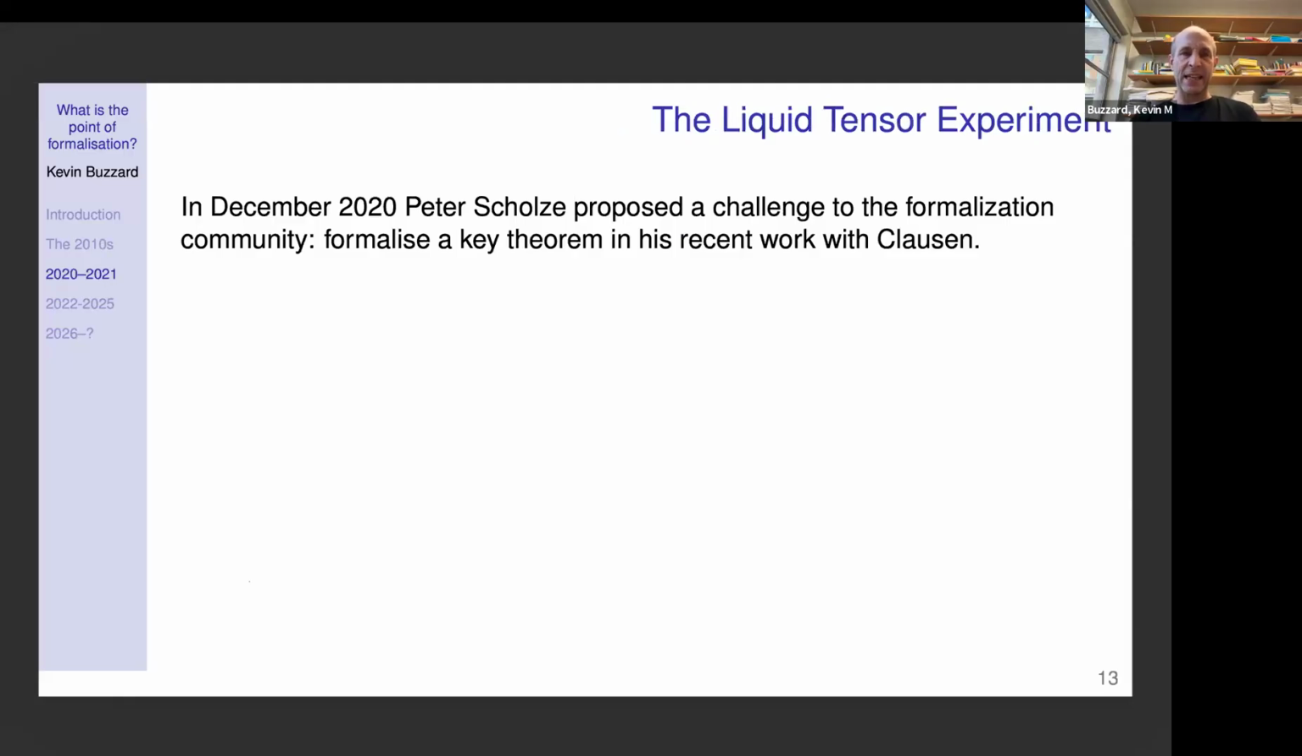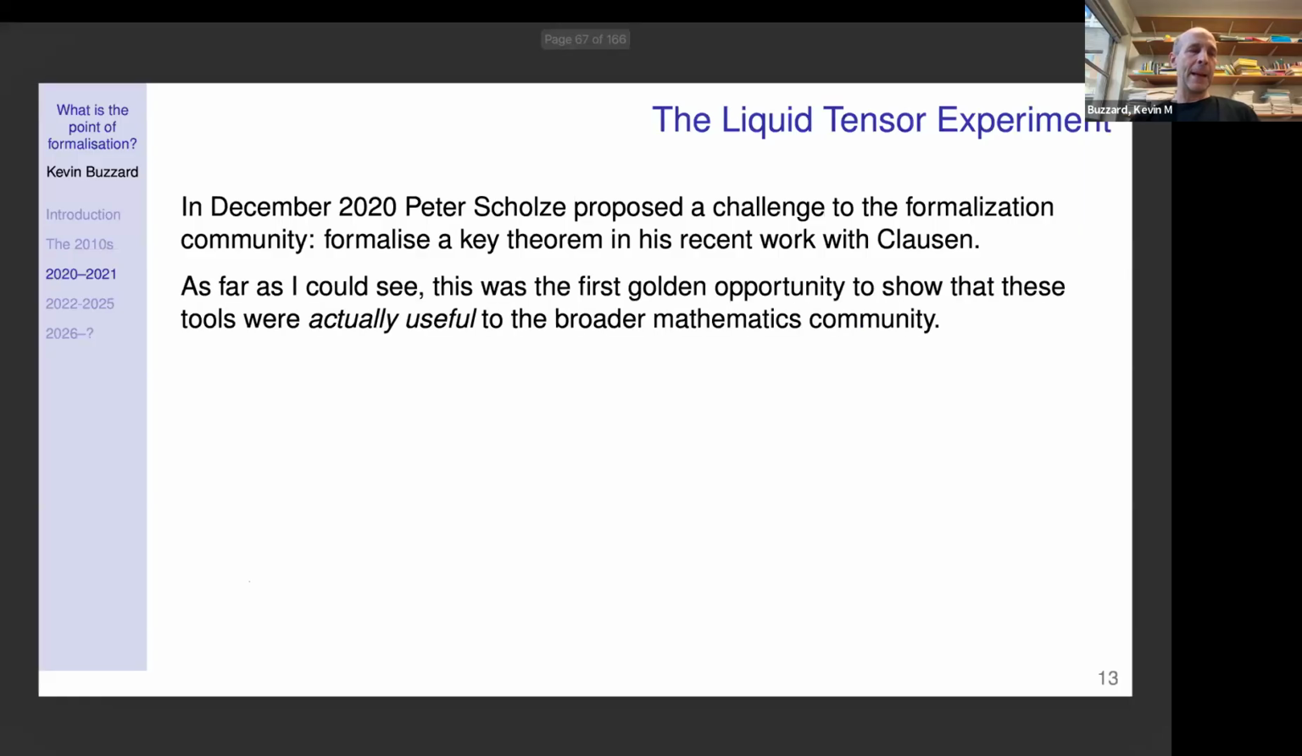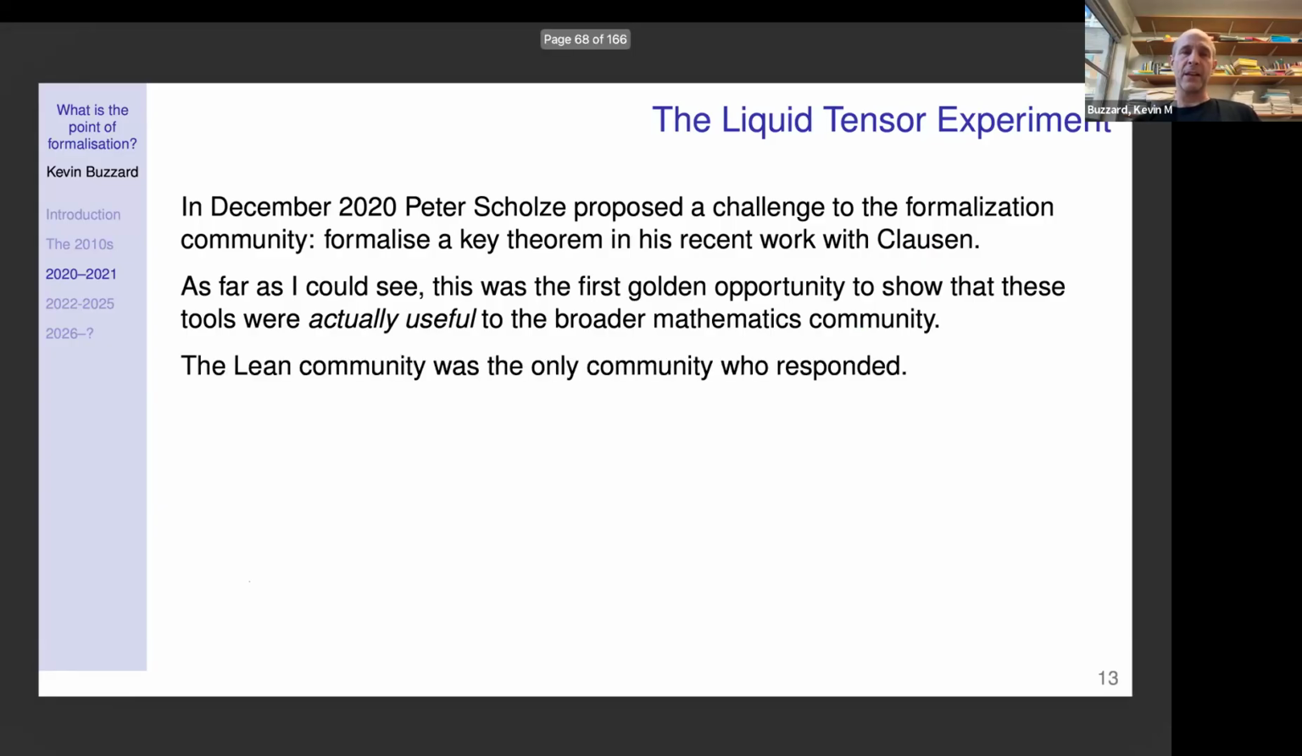Then in 2020, there was this liquid tensor experiment. Peter Scholze proposed a challenge to formalize the proof of a theorem which he had in his work with Dustin Clausen. He was complaining that he couldn't keep all the proof in his head, and that nobody else had read it. But I could see that this was a golden opportunity. Let's prove that we can do recent work that a Fields medalist has done and is complaining that it's too conceptually messy as a proof for him to actually understand. And I was convinced that a computer would be able to understand this argument.